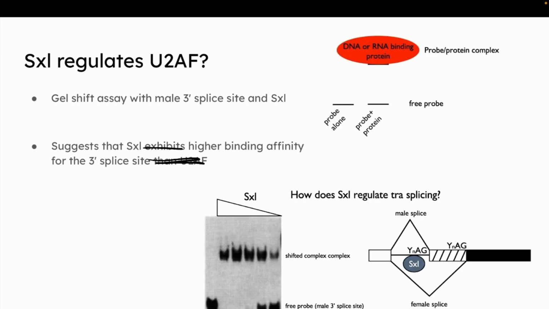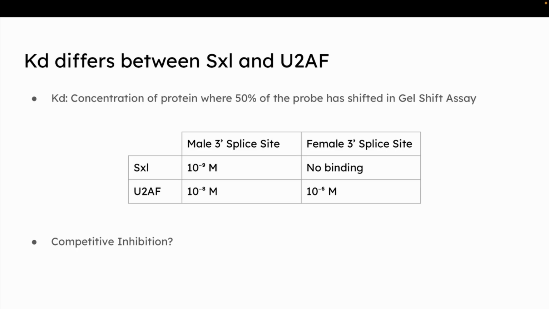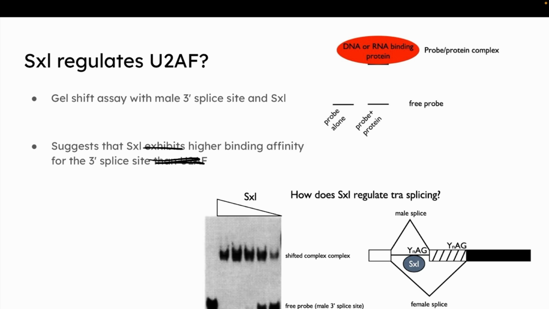So, okay, there is binding affinity here, but they want to see whether U2AF also binds here, and how that works exactly, right? And so what they did was they looked at the KD values. The KD value is basically the concentration you need where you see this half and half, when half of the probe is shifted up and half of it is not shifted up, right?